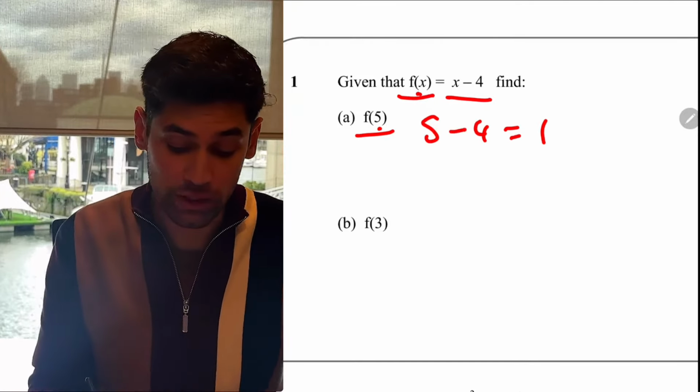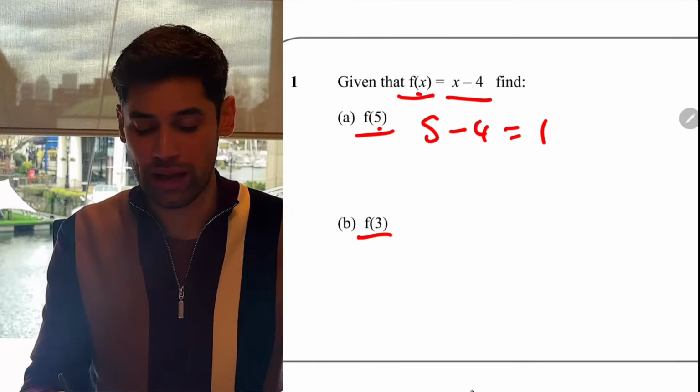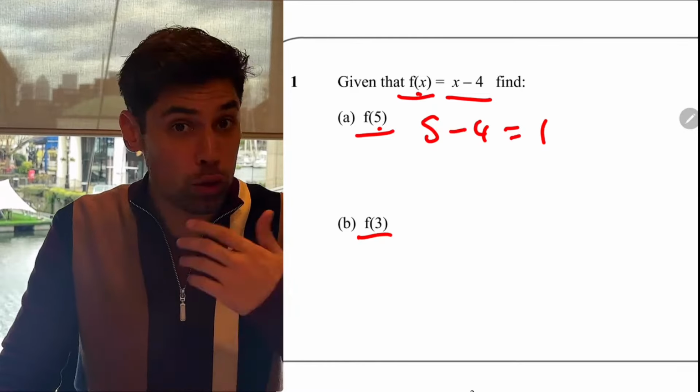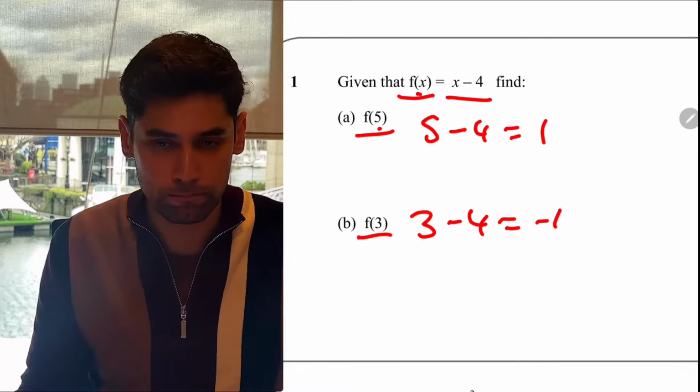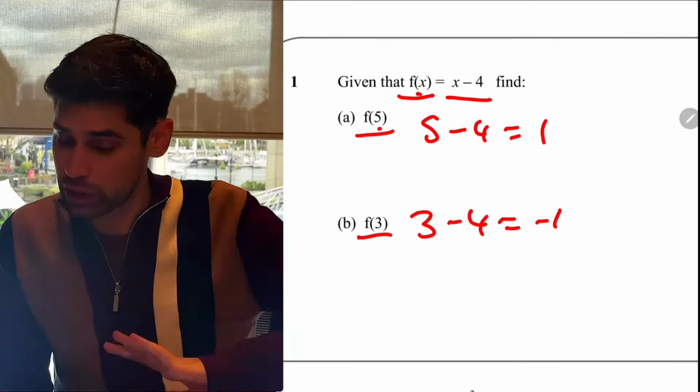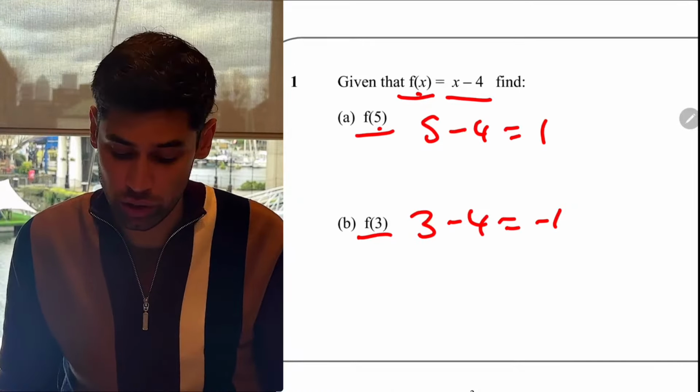That's it. And so for the second one, we go back to the original question, f of x equals x minus 4, so f of 3 equals 3 minus 4, which equals negative 1. So the basics of functions is really, really simple. It's just algebraic substitution.